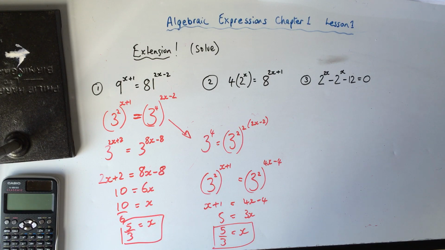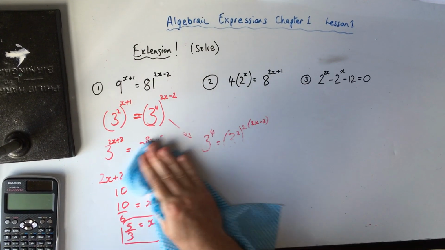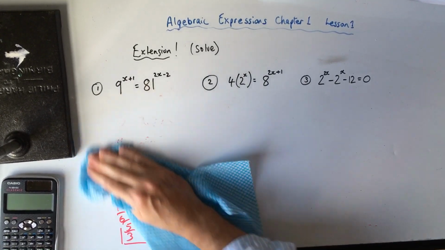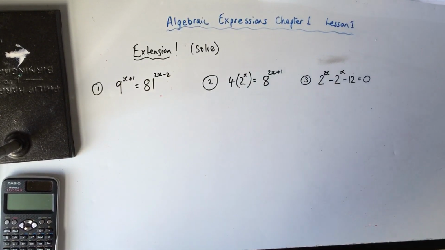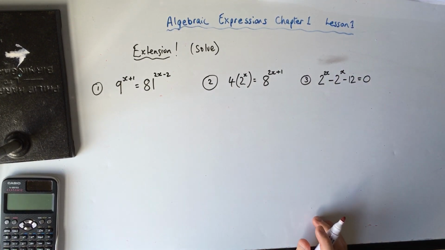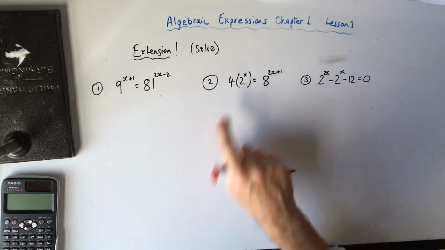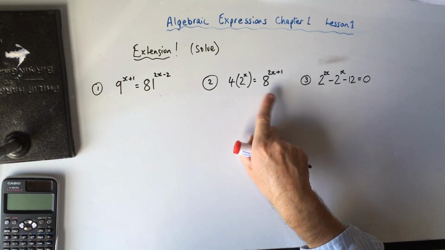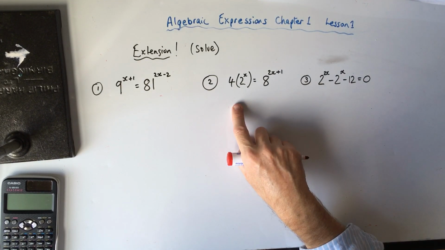So there's two ways of doing that one. This one here, remember from what we said, our misconceptions, you can't combine this. You can't go 4 times 2. So how could we possibly do this one?